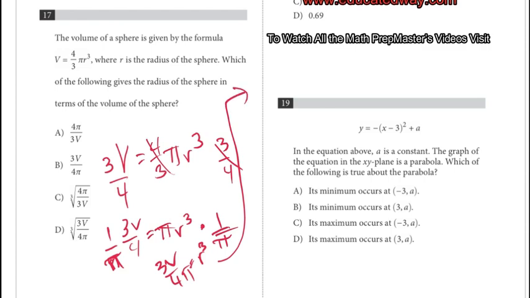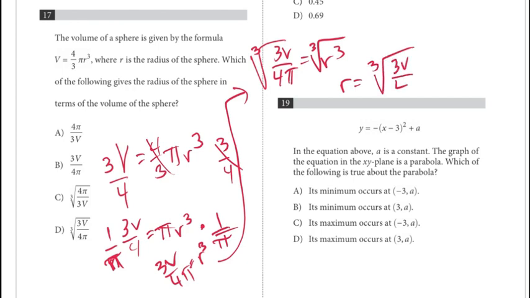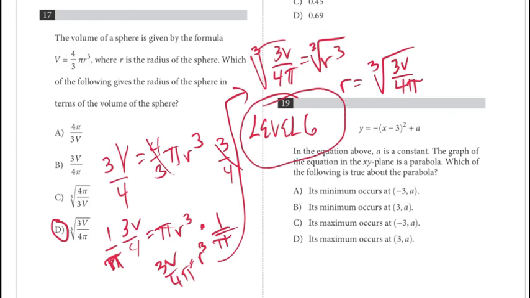Cube root of both sides, we have 3v over 4 pi equals r cubed. Taking the cube root of both sides, r equals the cube root of 3v over 4 pi. Just switch the sides to match the answer. That would be answer choice, looks like D. Pretty easy question. Level of difficulty, I'll say about a level 6. Involved the cube root there.